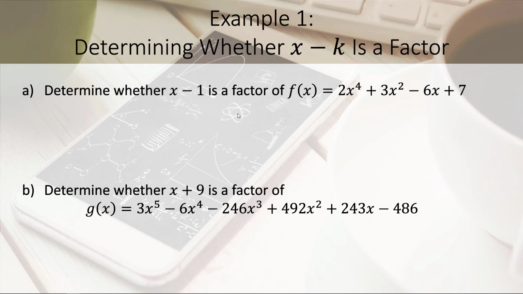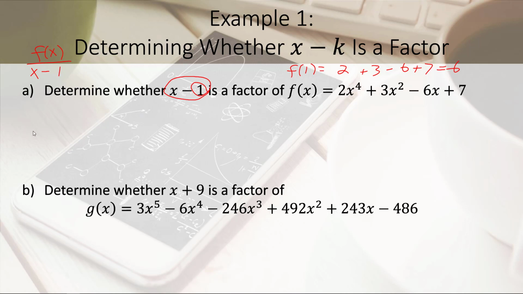Well, there's two ways you can do that. First thing is you can substitute 1 in for x, and if you do, you're going to have f of 1, and that is equal to 2 times 1 to the 4th plus 3 times 1 squared minus 6 times 1 plus 1, which will be equal to 6. The other way, which might be a little more involved, is to compute f of x divided by x minus 1.